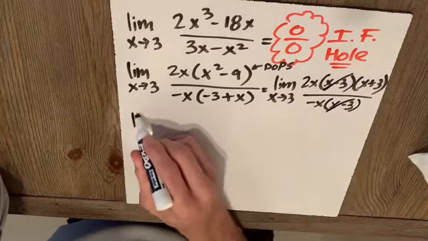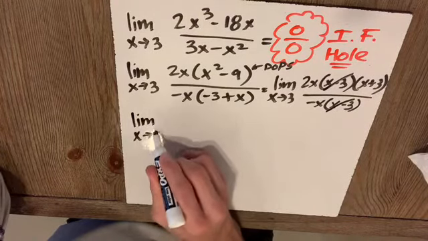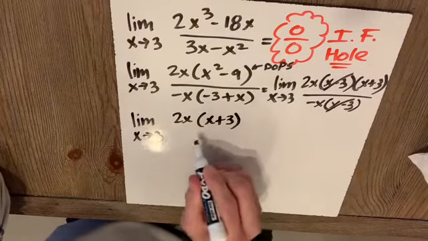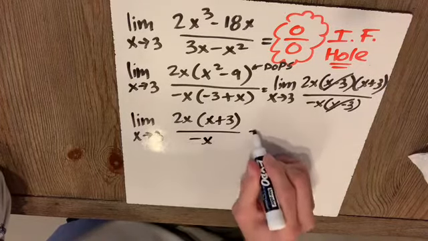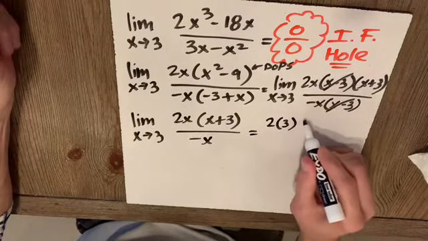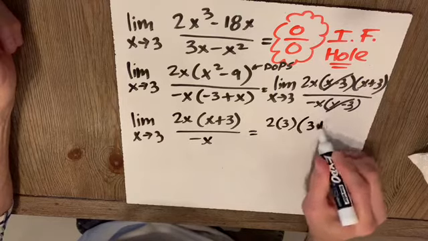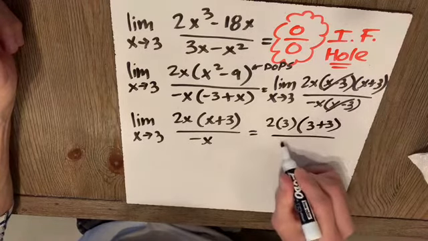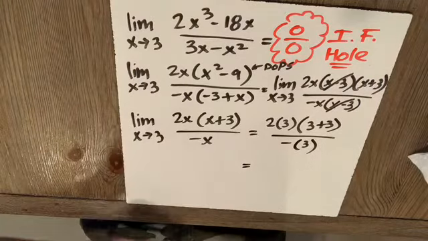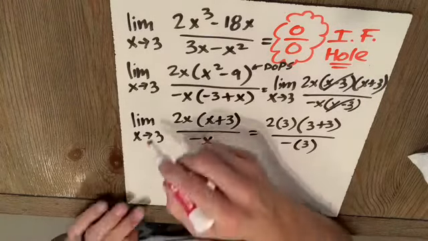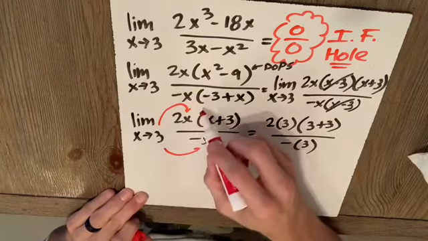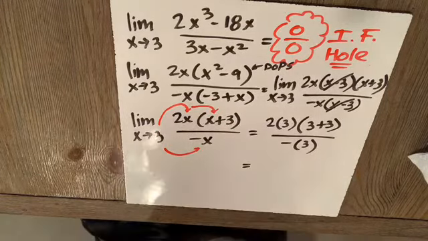So I was setting up a cancellation. And now I can take the limit as x approaches 3 of 2x times x plus 3 over negative x, which will give me 2 times 3 times 3 plus 3 over the opposite of 3. So what I did there was finally, once I have canceled, I'm going to use direct substitution here, here, and here. So I substituted my 3.